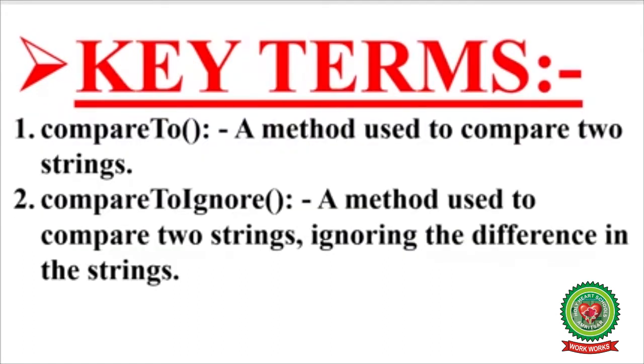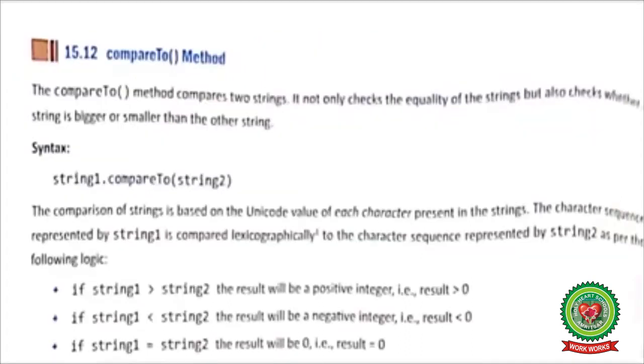First, let's discuss the key terms. Number 1. compareTo, a method used to compare two strings. Number 2. compareToIgnoreCase, a method used to compare two strings ignoring the difference in the case of the strings. What does it mean? It means that it will ignore the lowercase and uppercase of the strings respectively.